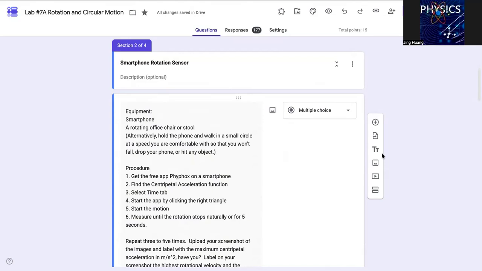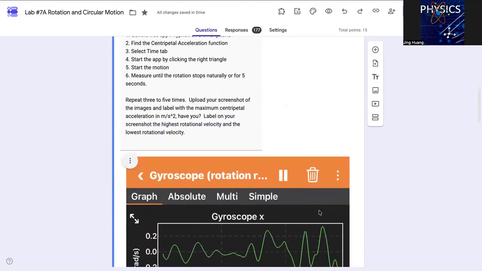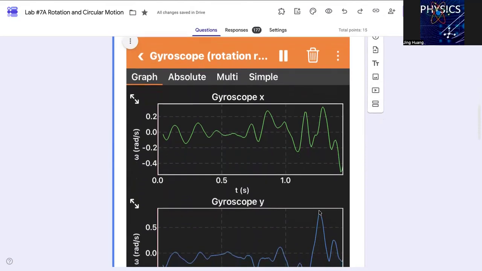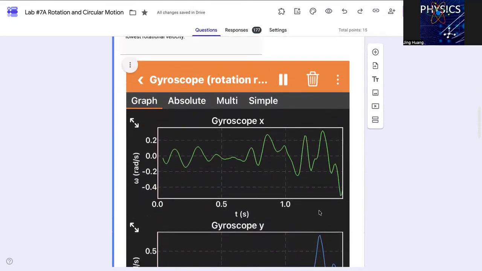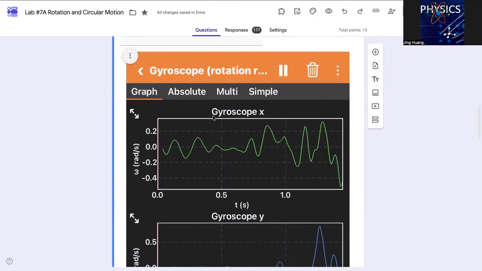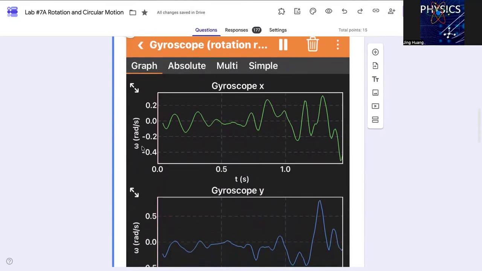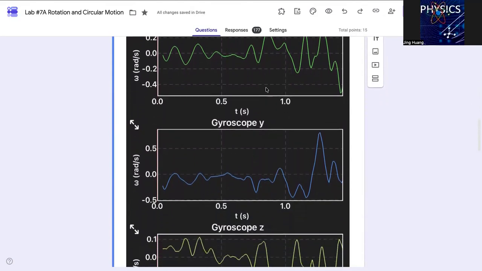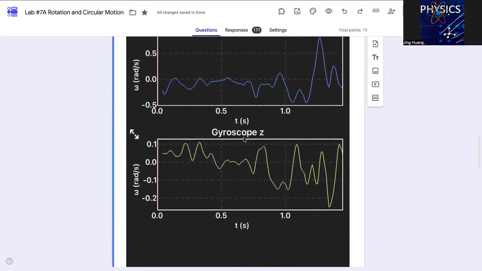So the first part I want to explain is that I want you to either rotate a chair or rotate a stool, and then you place your smartphone on it. On the smartphone, I want you to download this app called Phyphox. One of the features of Phyphox is a gyroscope. So here is a gyroscope used to measure rotational velocity. So omega equals radians per second around the x-axis, around the y-axis, and around the z-axis.